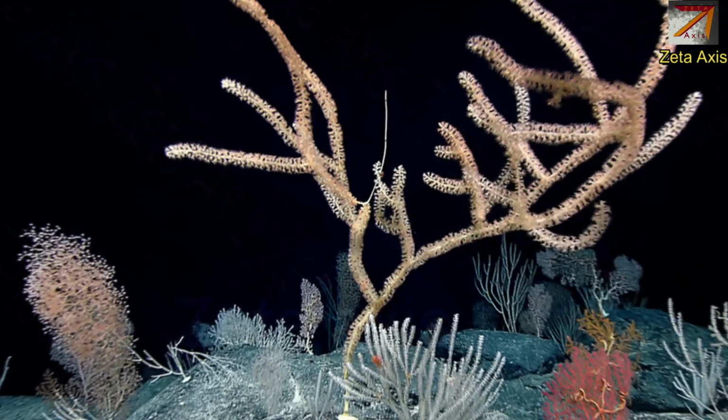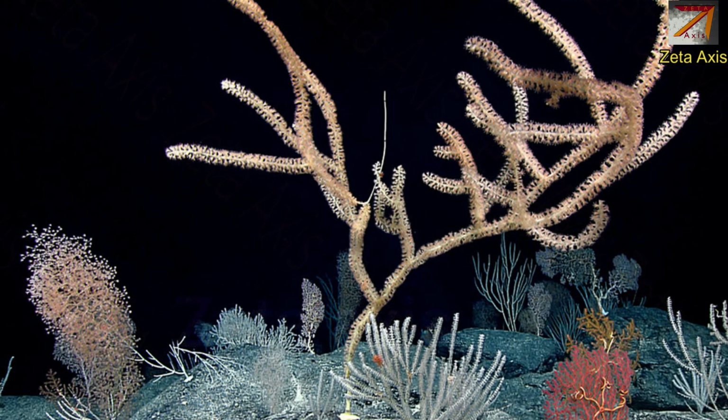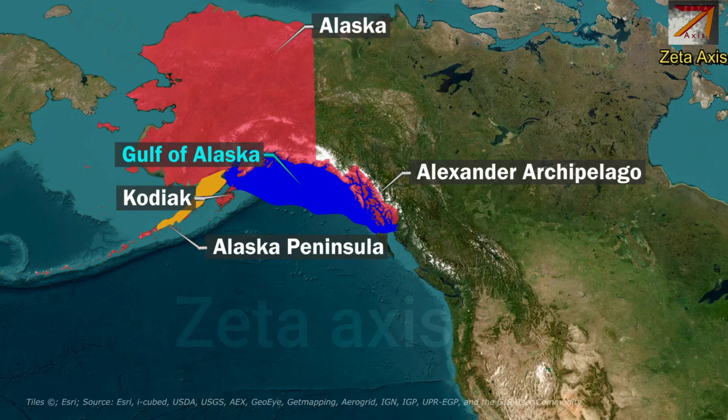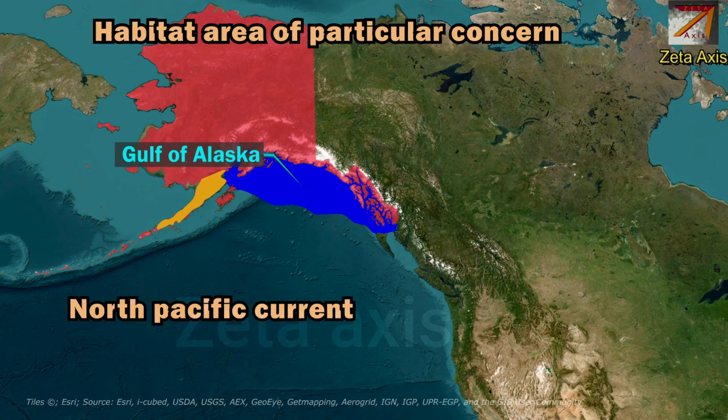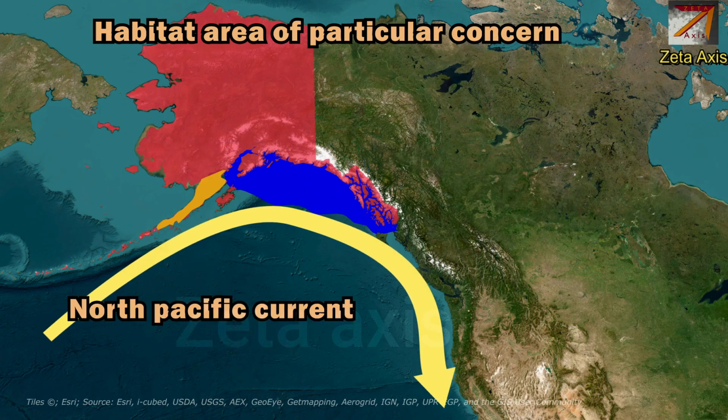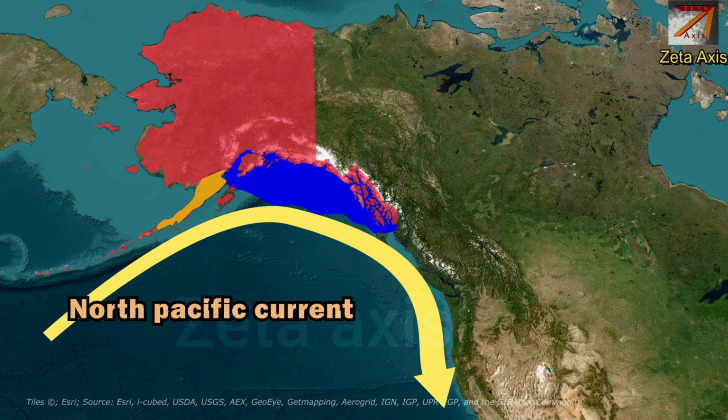Deep water corals can be found in the Gulf of Alaska, making it a very productive ecosystem, and the location has been called habitat areas of particular concern. Due to the north warm Pacific current flowing over here, warm waters from the Kuroshio Current are brought to the coast of the Gulf of Alaska. Therefore, the Gulf of Alaska remains ice-free throughout the year.